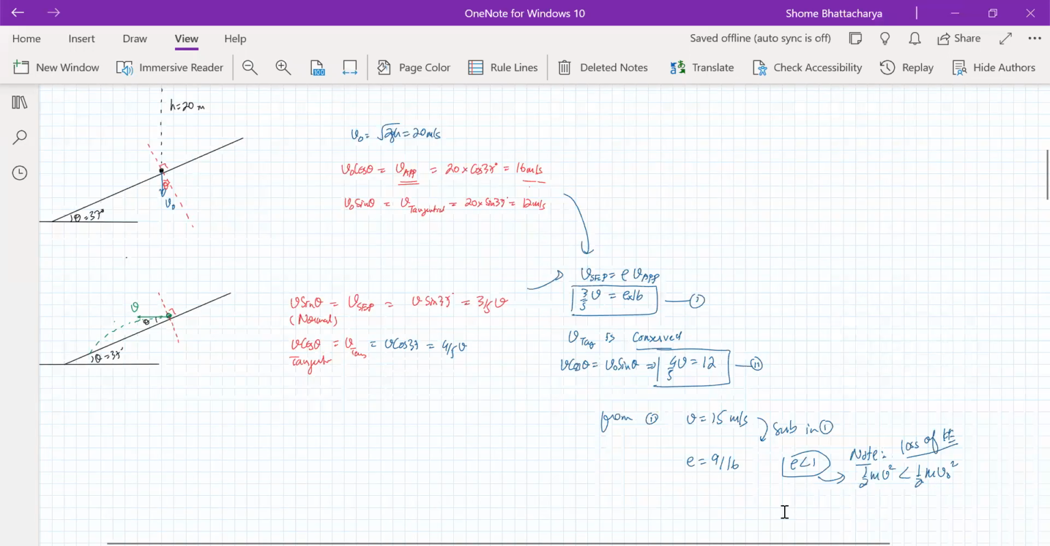And as expected, because V is less than V naught, there is loss of kinetic energy, which means that e should be less than 1. And that is what we've got, 9 by 16. Yes, sir. I got the same. Got the same? Okay.